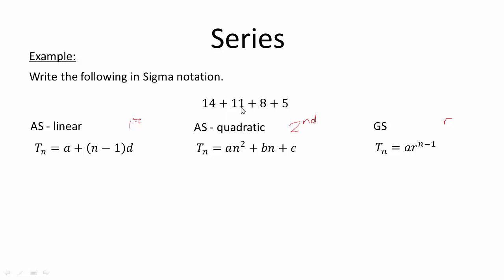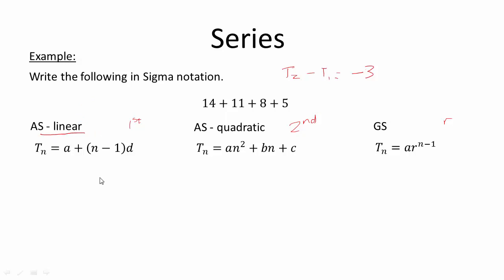What is T2 minus T1? That is equal to negative 3. What is T3 minus T2? It is also equal to negative 3. So we know that we have an arithmetic linear sequence here.